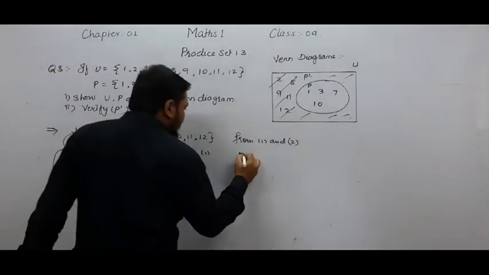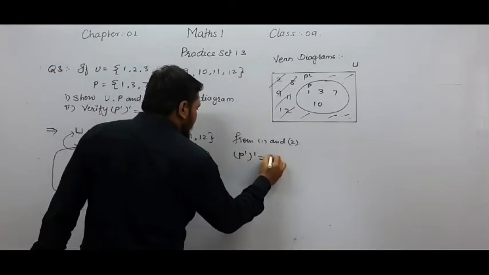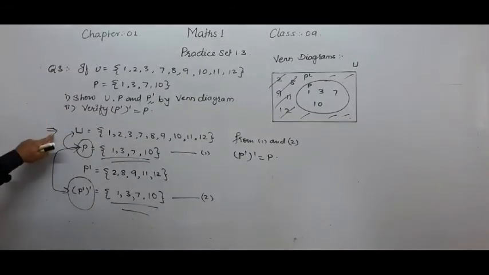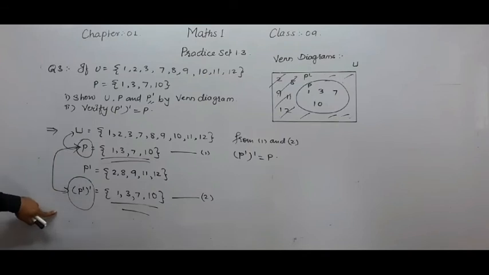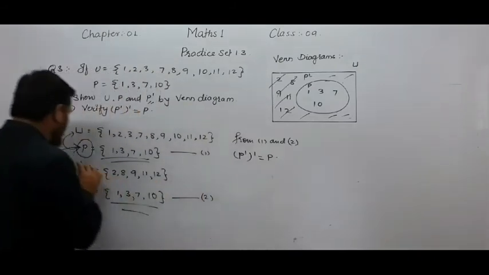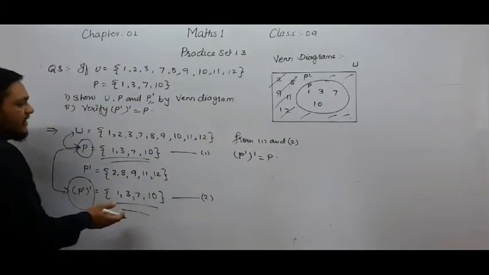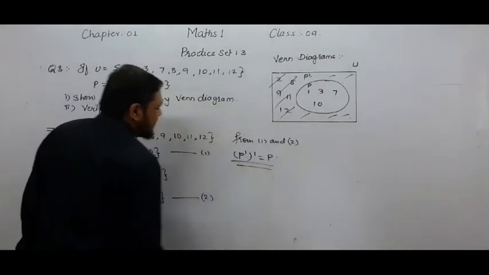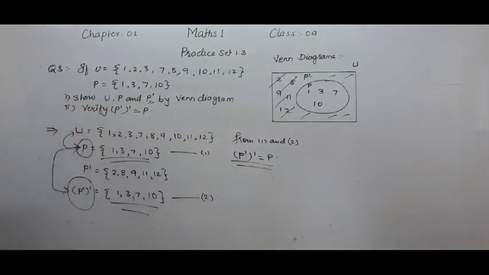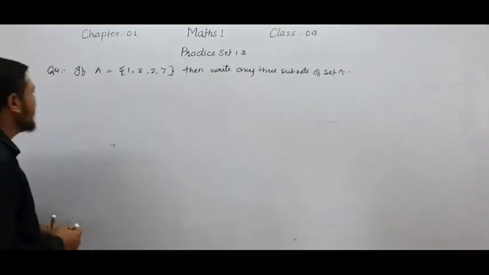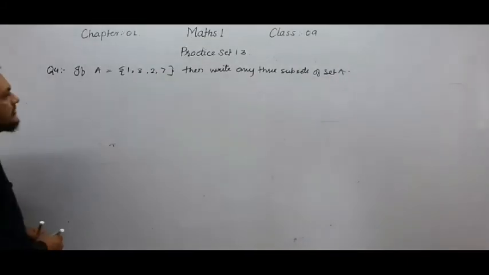So we can say that from equation 1 and equation 2, the complement of P complement is equal to P, because the complement of P complement contains all the elements of P and P contains all the elements of the complement of P complement. So these are equal sets. That is why P and the complement of P complement are equal sets, because they contain the same elements. So hence proved.